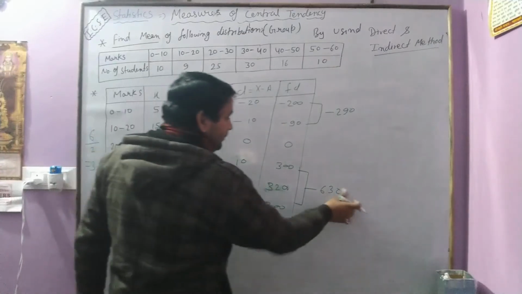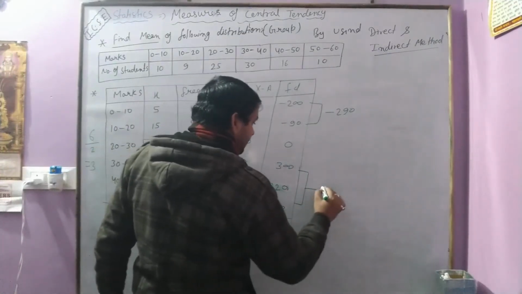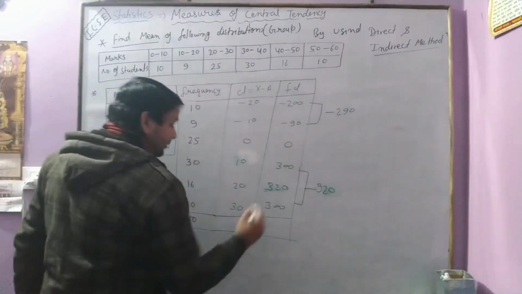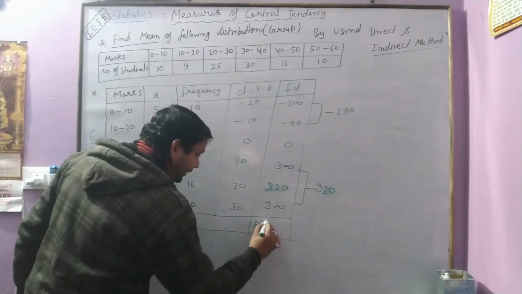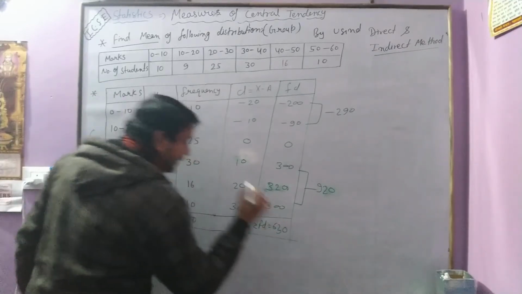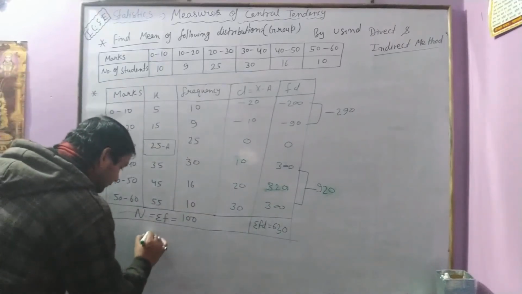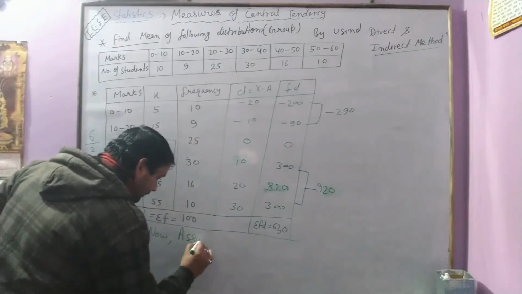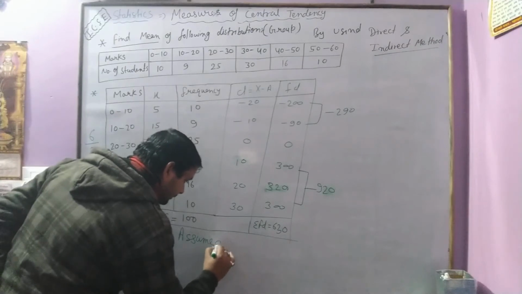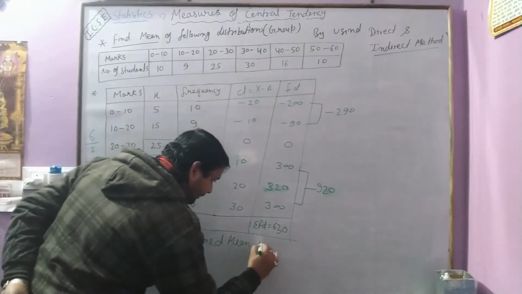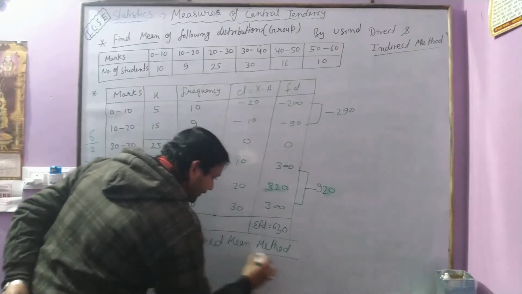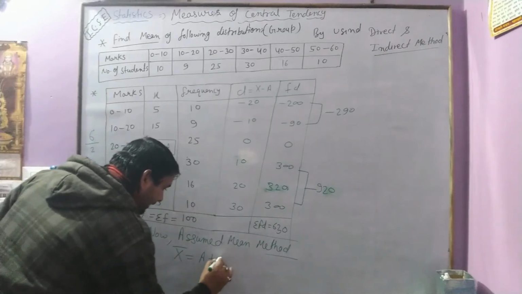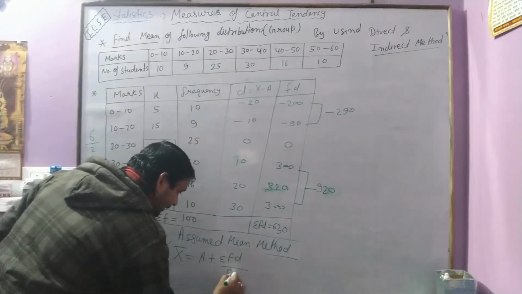When you solve this, you will get the result summation fd is equal to 630. Okay, now assumed mean method. By this method the value of mean is a plus summation fd upon summation f.